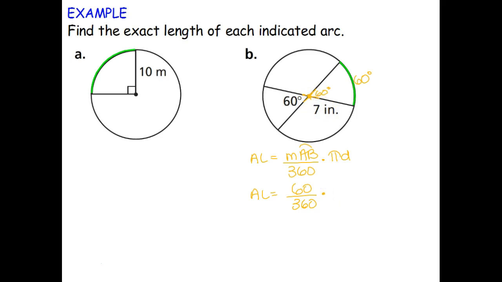Now on this one, they give us just the radius here. So this radius is 7, but we need the diameter. So to find the diameter, we just multiply that by 2. So 14 pi, sorry.